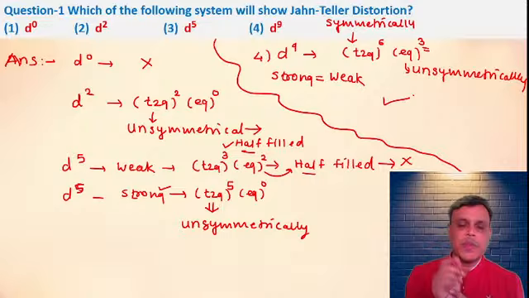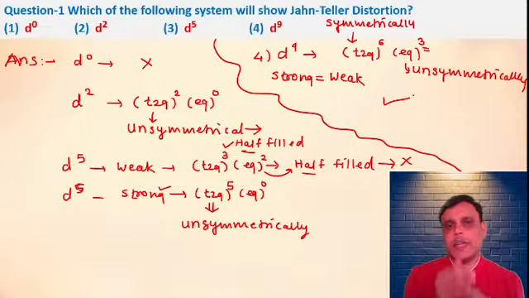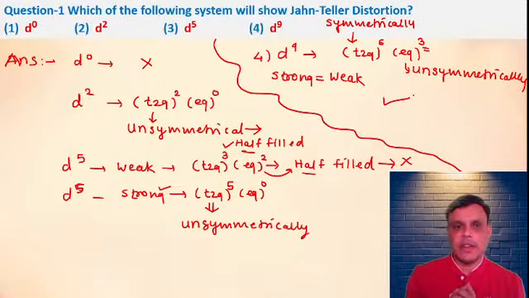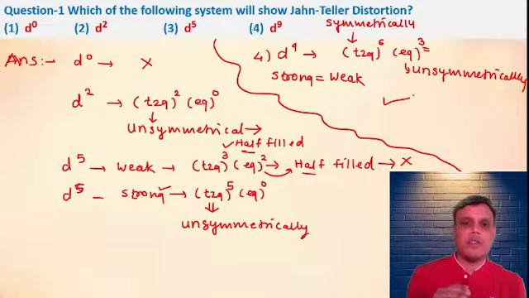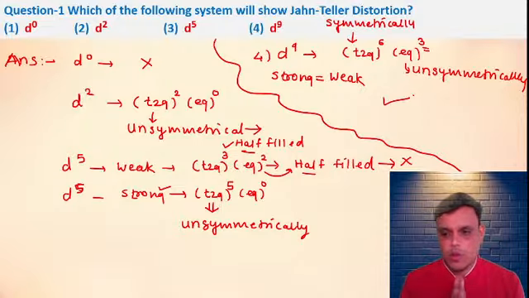Then you have to first find out the oxidation state, find out the D system, and then do the splitting based on the ligand present. Fill the electrons, then write down the electronic configuration, and see whether the filling is symmetrical or unsymmetrical. If the electronic configuration is symmetrically filled, then it will not show Jahn-Teller distortion. If it is unsymmetrically filled, it will show Jahn-Teller distortion. Simple. This is how you have to solve it.